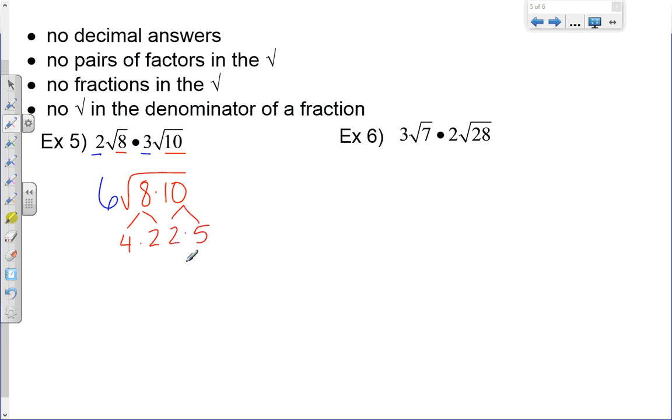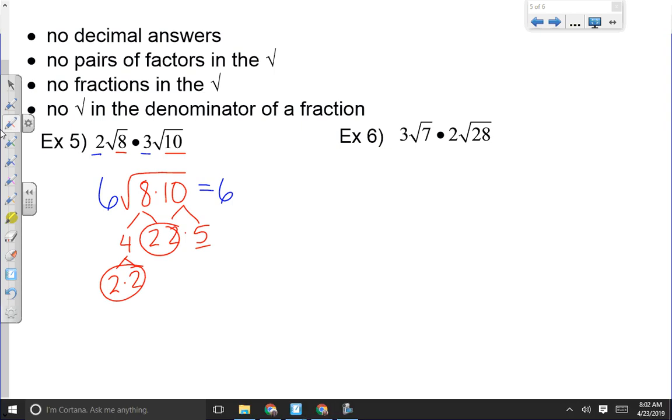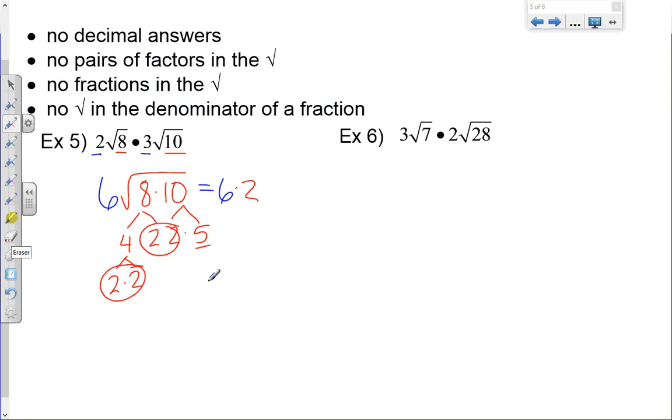So I knew I could find a pair of 2's. But what am I going to have to remember to do with this 4? Break it down. It's not a prime number, so I need to break it down into 2 times 2. So I found a second pair of factors. I have the 6 that was on the outside from that original multiplication. I have 1, 2 that I pulled out from that first pair. And then I have a second 2 that I'm pulling out from this middle pair. And then the 5 is all by itself.